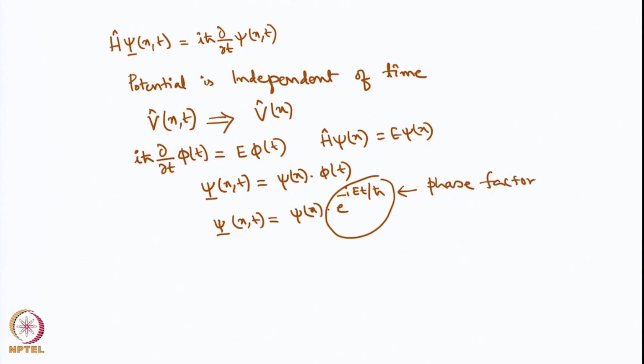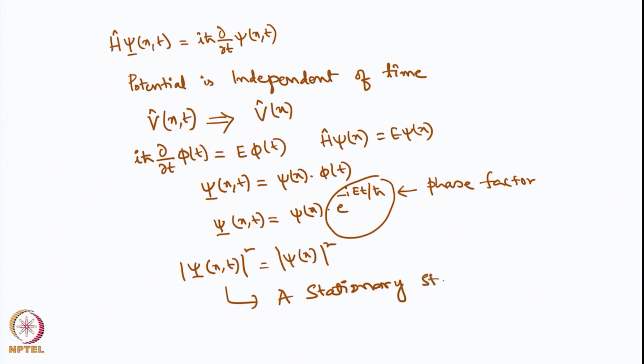Further, we also said psi of x comma t represents a stationary state because modulus of psi of x comma t whole square is equal to just psi of x square. So, this represents a stationary state. Apart from that, we also defined some integrals.